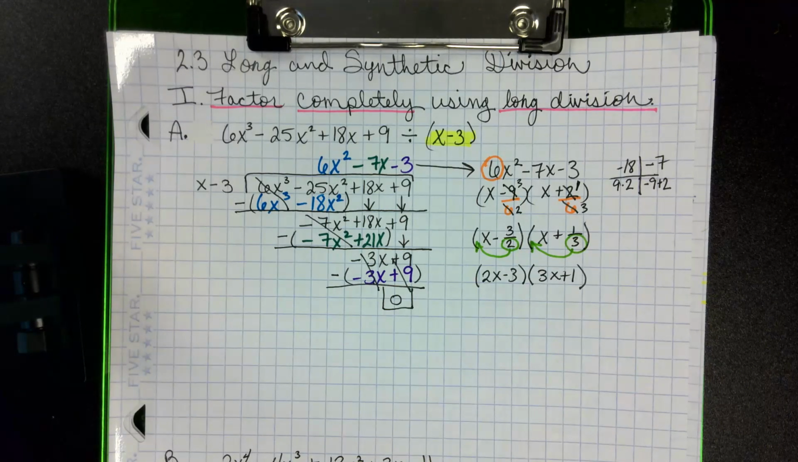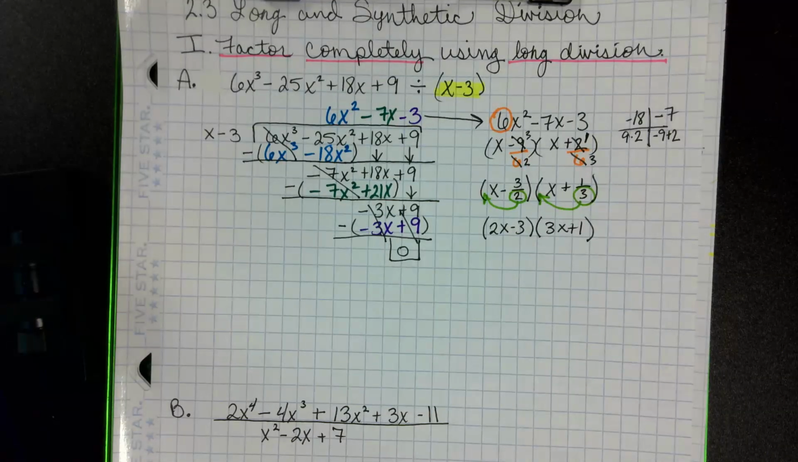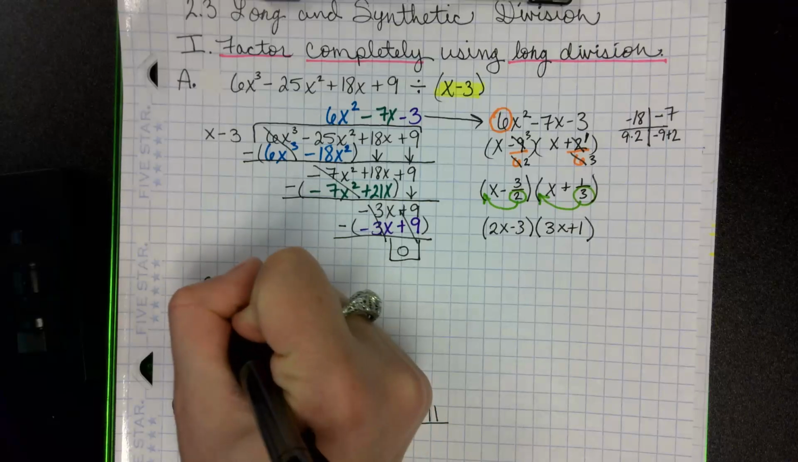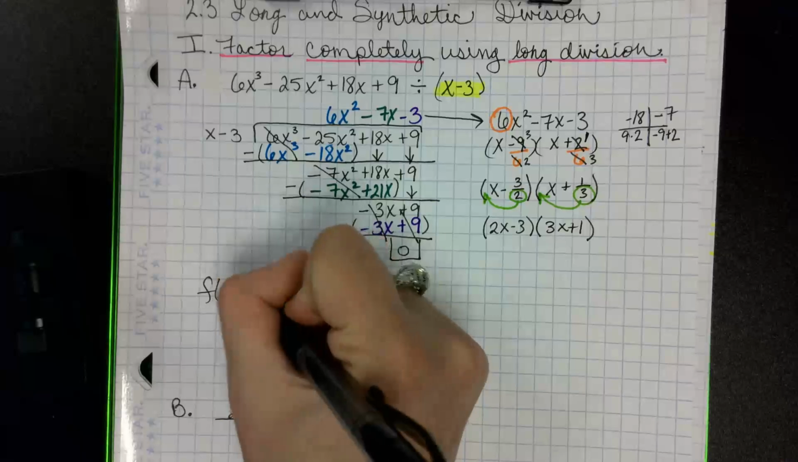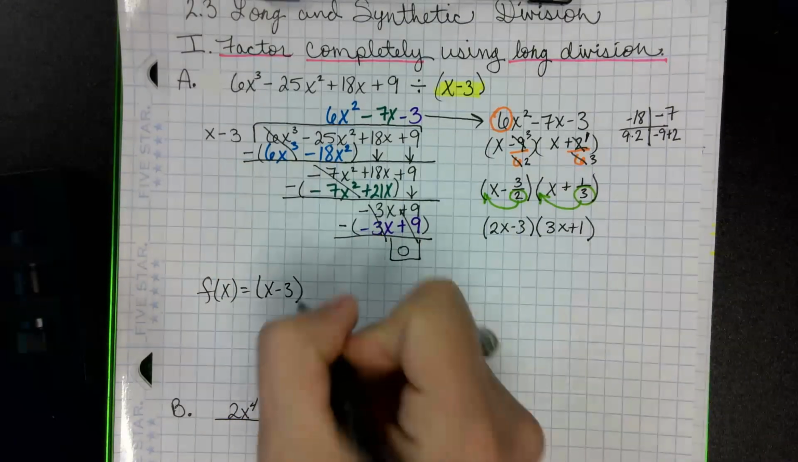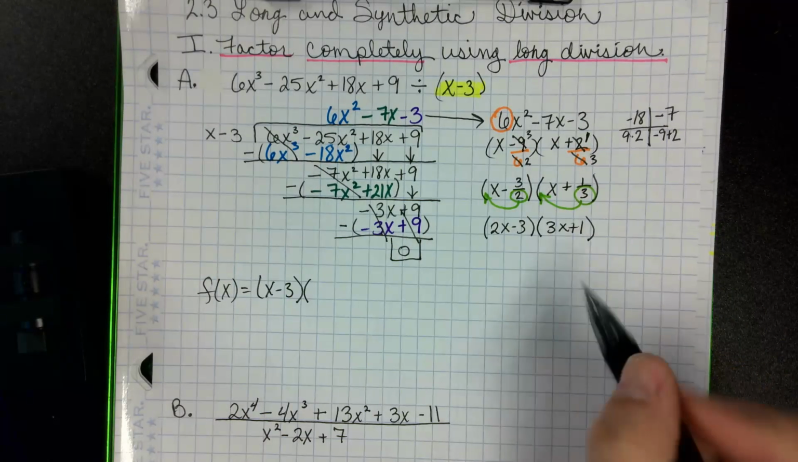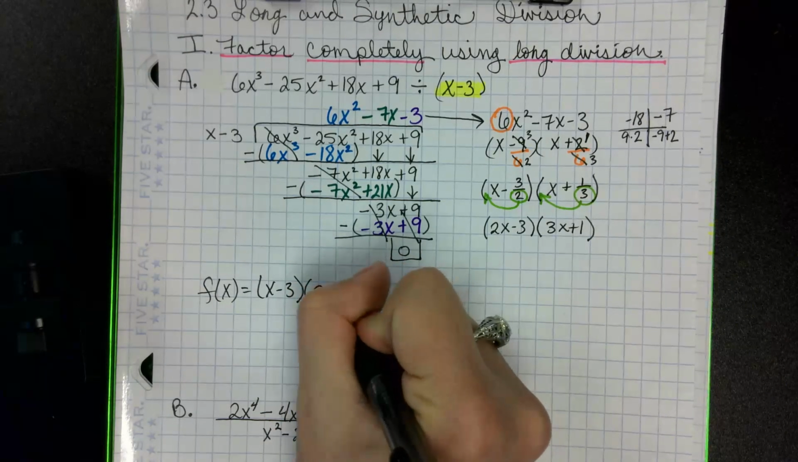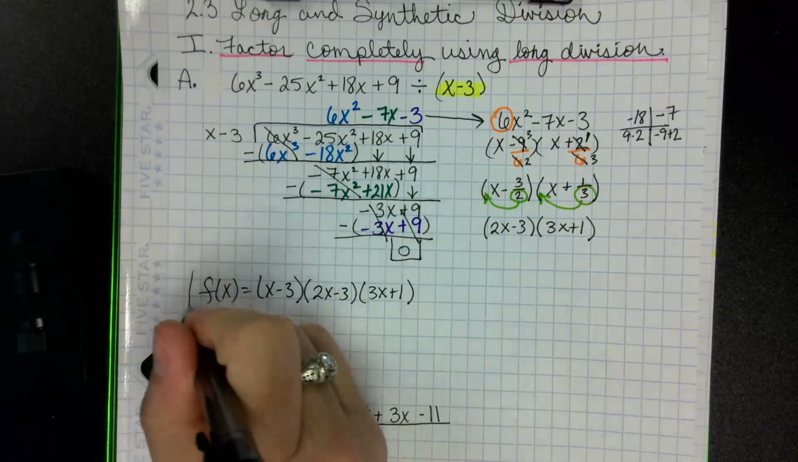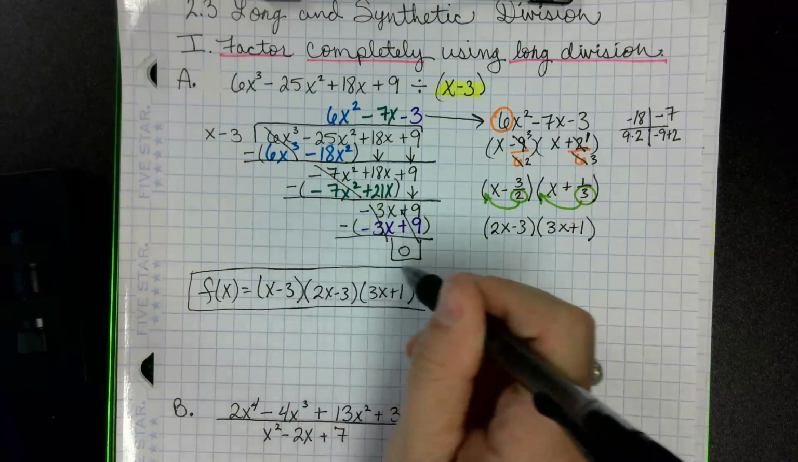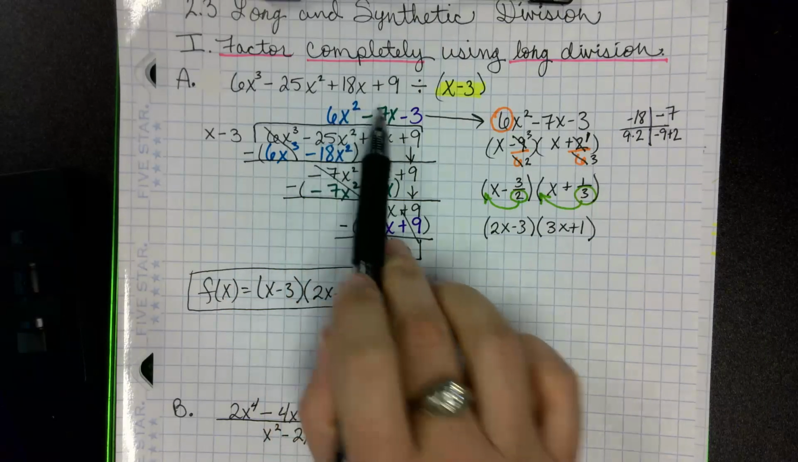So now I factored the quotient, and then I have another factor, because when I divided I had a remainder of 0, so that means I have another factor. So I can write my answer: f of x, the function, equals the divisor, x minus 3, times the factors of the quotient, 2x minus 3 and 3x plus 1. So there I completely factored my 6x to the third minus 25x squared plus 18x plus 9.